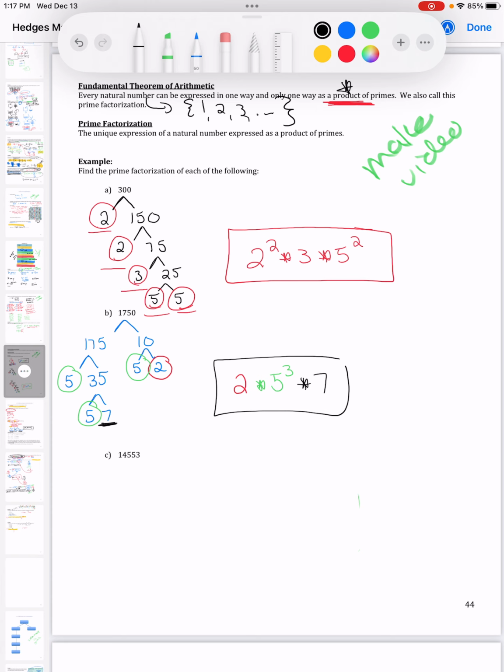All right, I've got one down here for you to try. I want you to pause the video and give this prime factorization a try. Let's see how you did.